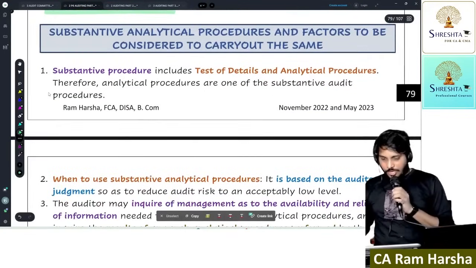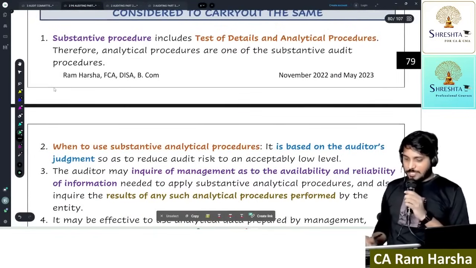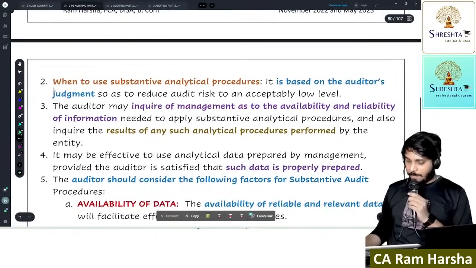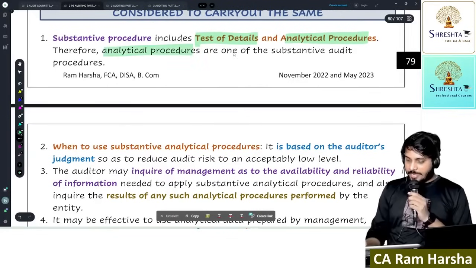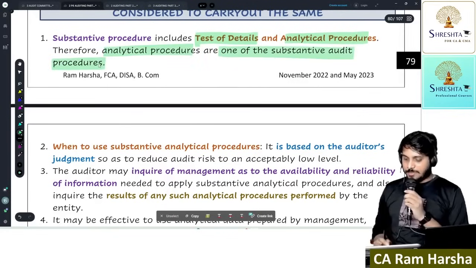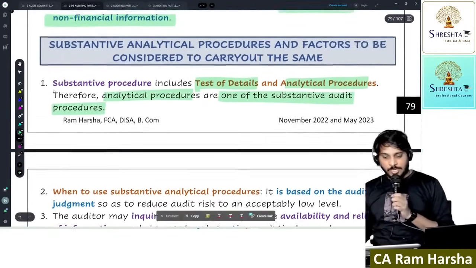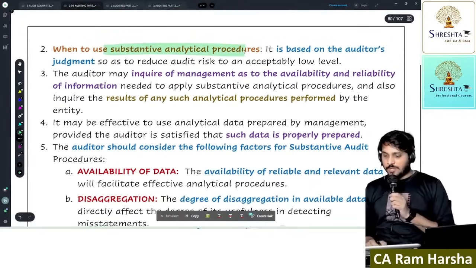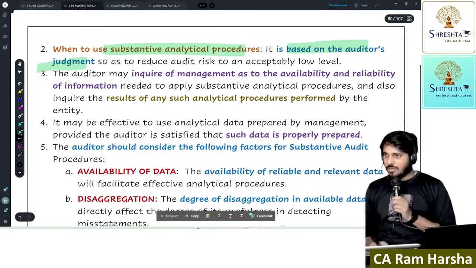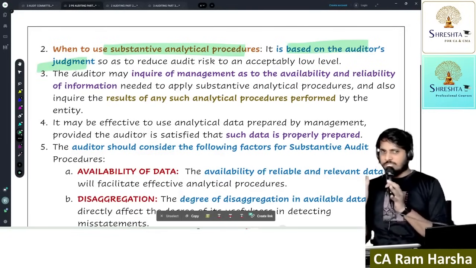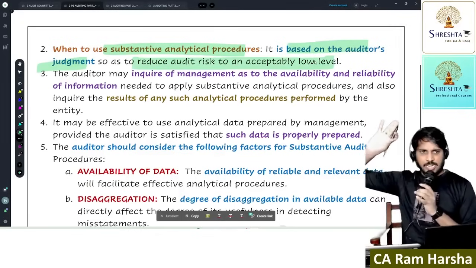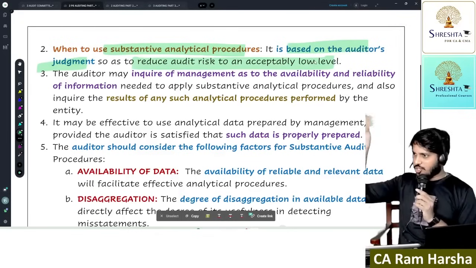Next. What is substantive analytical procedure? Substantive procedures include test of details and analytical procedure. Getting it? And therefore, analytical procedures, which are one part of substantive audit procedures, are also called substantive analytical procedure. Now, when will you use this analytical procedure? It is based on the auditor's judgment. Ultimately, what is the objective of using this analytical procedure? To reduce audit risk. Ultimately, my opinion should be right. My opinion should not go wrong.